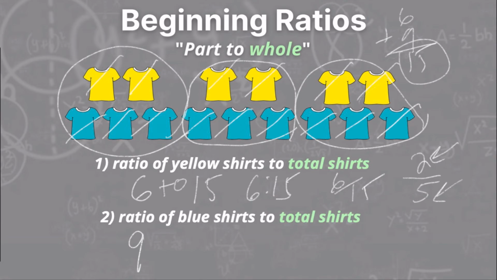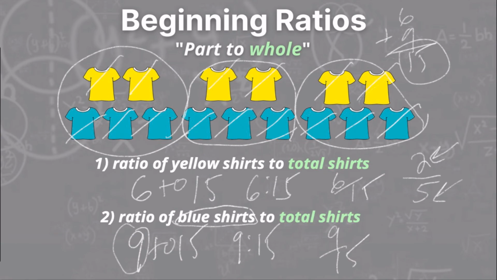Now, how many shirts do we have in total? Well, again, we have 15 total shirts because we've got the 9 blue shirts and the 6 yellows. So 9 to 15 is our ratio of blue shirts to total shirts. Now again, the 9 comes first because the blue shirts come first in the equation. This can also be written as 9:15 or 9 over 15.